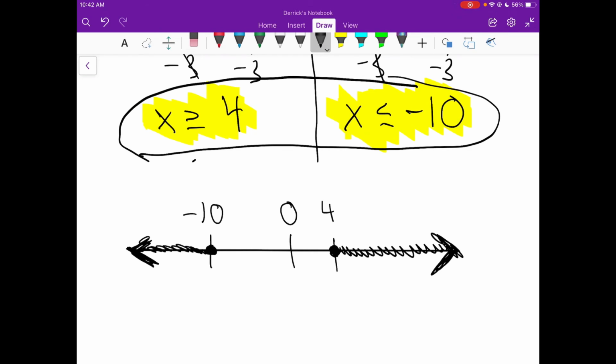Meaning like 0 is not part of our solution set, but anything less than negative 10, even negative 1,000,000 would work for this, and anything greater than 4, even positive 1,000,000 would work for this. Those are the two general types of solution sets that you could see for problems like these.